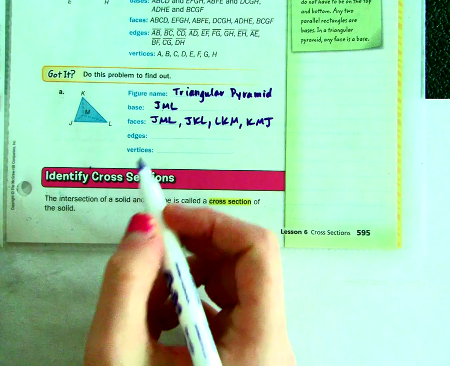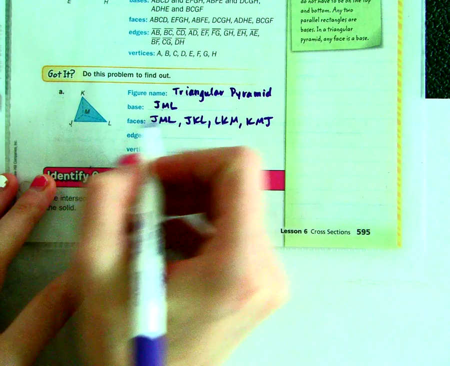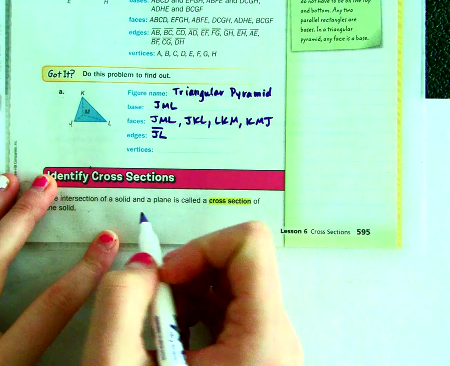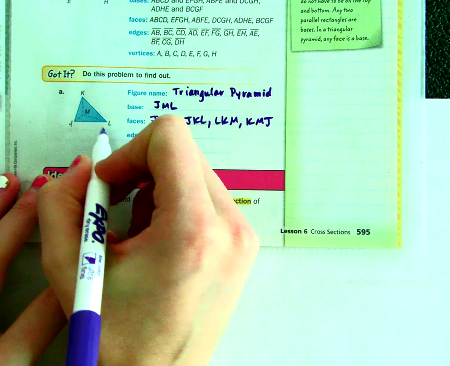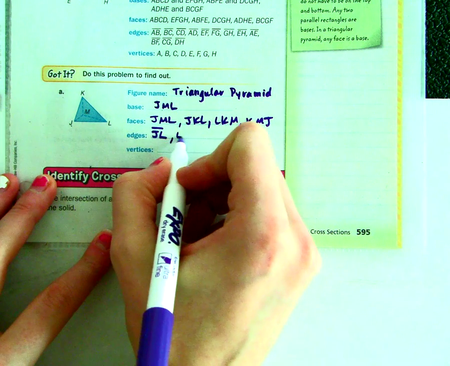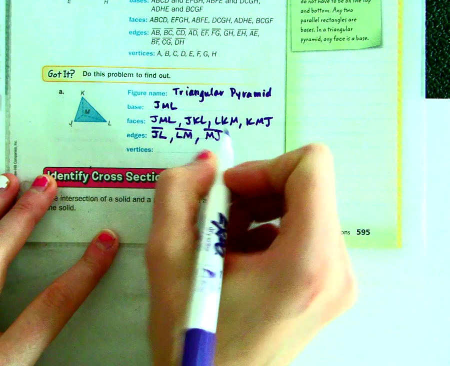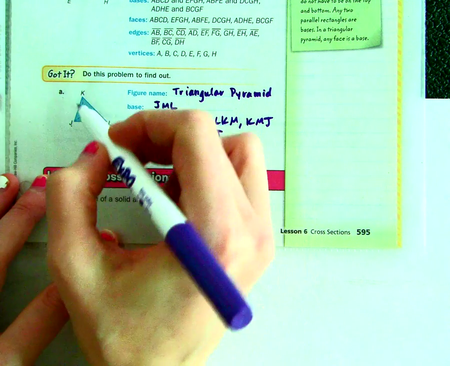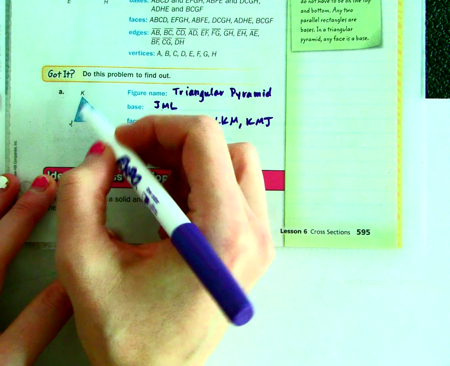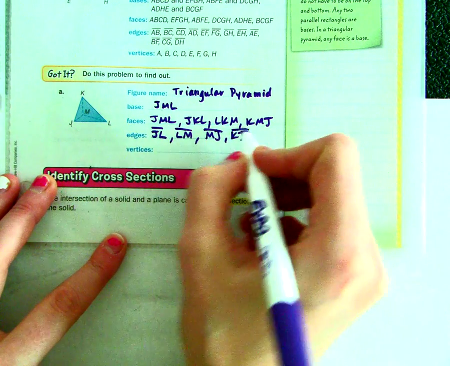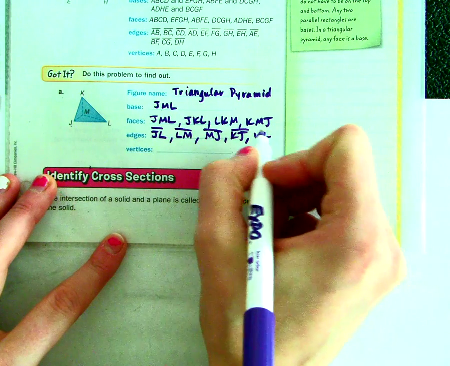Next is edges. So remember, edges are our lines. So I'm going to start with my base. So I would say I have edge JL. And when we're talking about edges, we put the line over it to signify it's an edge. And then I'm just going to keep moving around that triangle. So then I have LM, and I have MJ. Okay, now that I have those covered, I go up to my point here, and I'm going to connect all of my lines with K. So then I have KJ, KM, and KL.